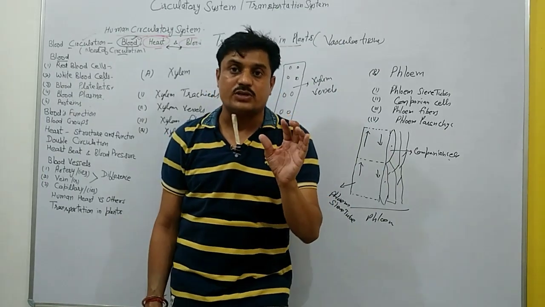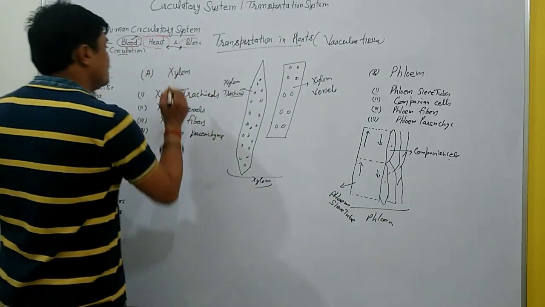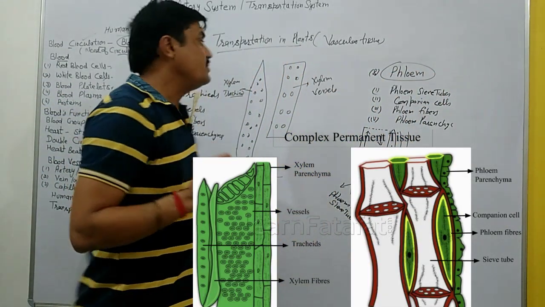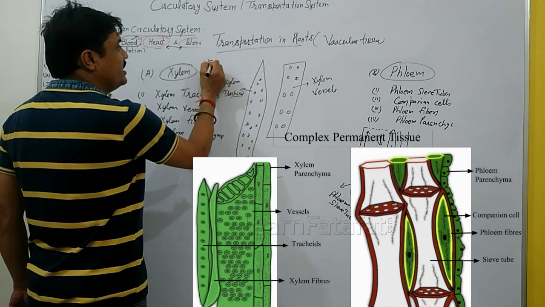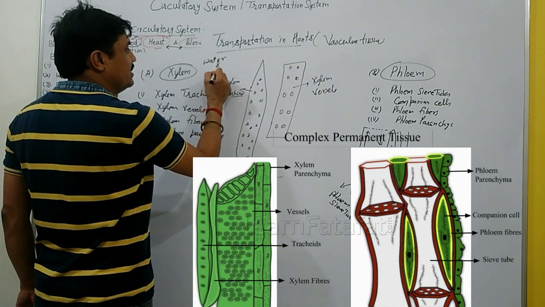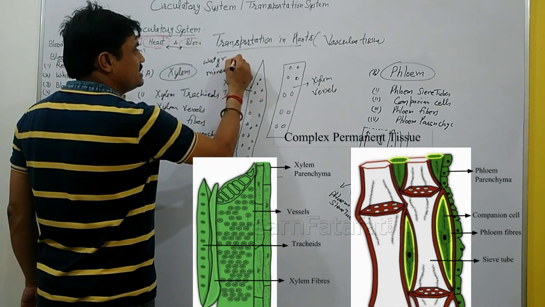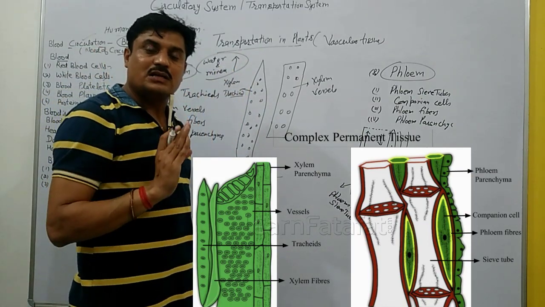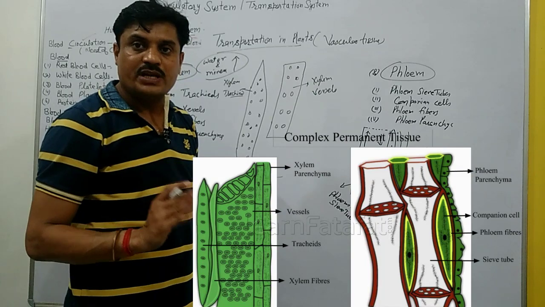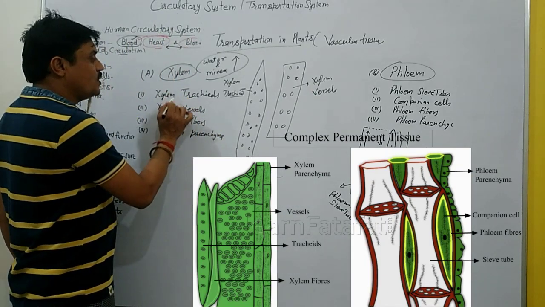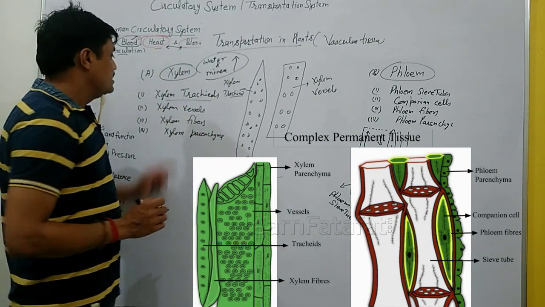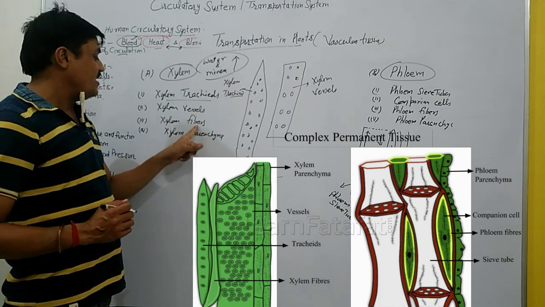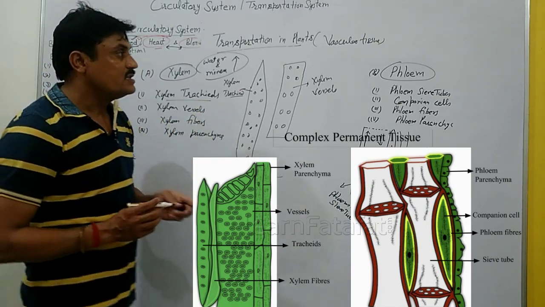This vascular tissue is of two types: xylem and phloem. The xylem is meant for the transportation of water and minerals. It has an upward flow of water and minerals. Xylem is composed of four types of cells: xylem tracheids, xylem vessels, xylem fiber, and xylem parenchyma.